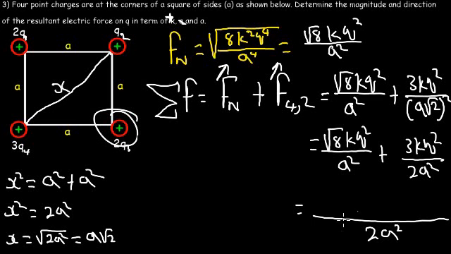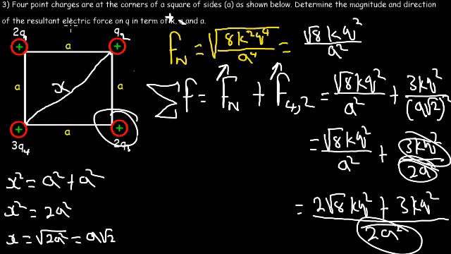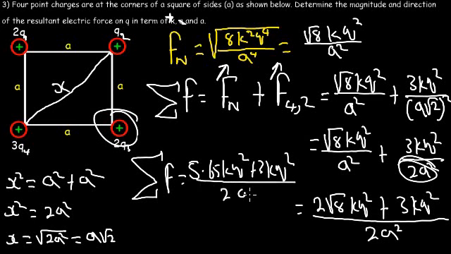And so you have this to be 2 root 8 times kq squared plus 3kq squared. A in 2a, you are left with 2. You multiply it with this. And 2a in 2a, you are left with 1. You multiply with this. So that's how I got that. So what is the value of 2 root 8? I need to type that into my calculator. So that turns out to be, let me just write it here, summation of f is now equal to 5.65 kq squared plus 3kq squared divided by 2a squared.